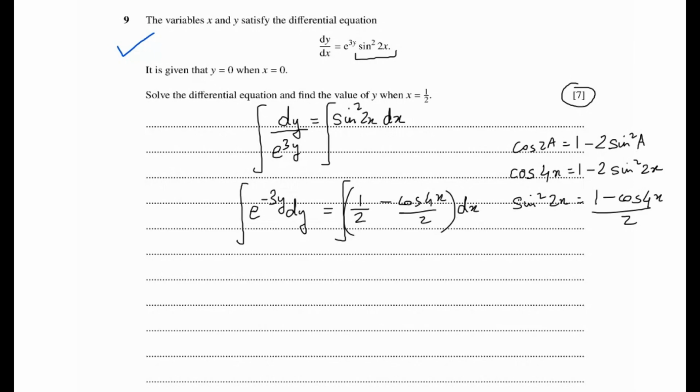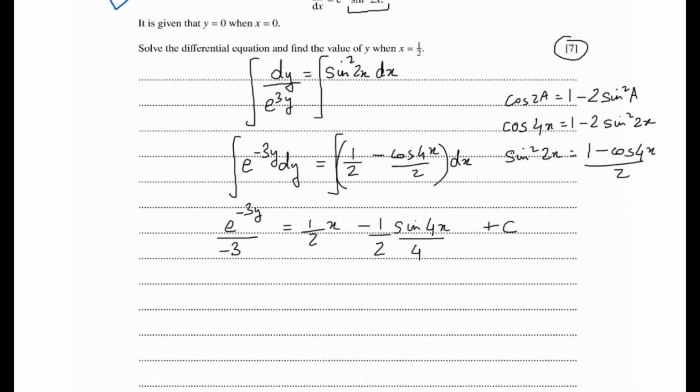Now it's pretty clear and easy to integrate this. On the left hand side, the integral of e to the power of minus 3y is e to the power of minus 3y divided by the coefficient of y, which is negative 3. That's equal to half becomes half x, and minus cos 4x by 2. I'm going to take the 1 by 2 out, and cos 4x integrates to become sine 4x. You also have to remember to divide by the coefficient of x, so divide by 4. And then we add a plus c, always.